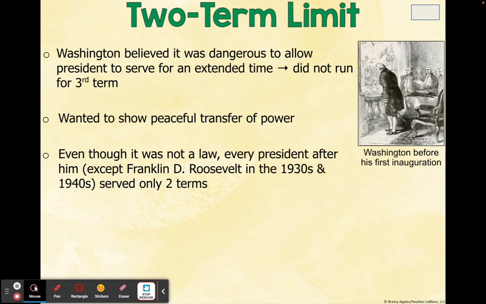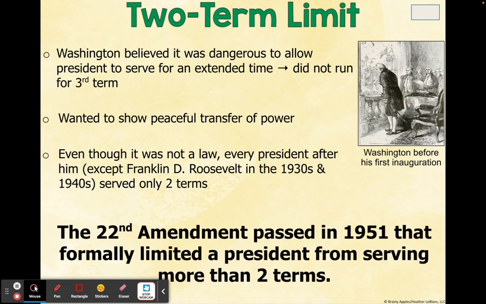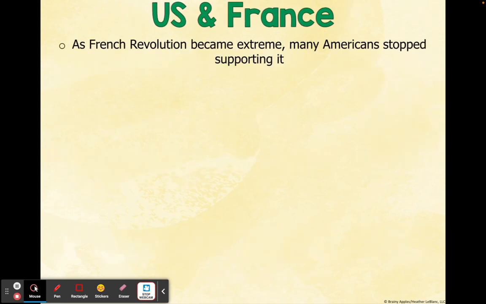And this happens until Franklin Roosevelt in the 1930s and 1940s, who actually runs for 4 terms in office. Obviously, we were going through the Great Depression and World War II, so he felt that that was necessary. After Roosevelt dies, we add an amendment to the Constitution that formally limits a president from serving more than 2 terms. Another major thing that Washington had to deal with was foreign issues, so issues happening with other countries.